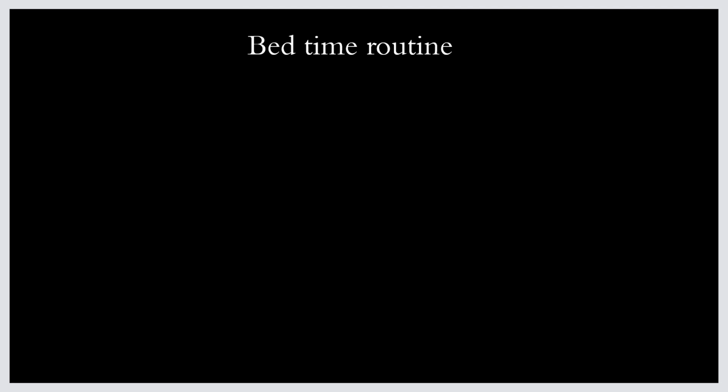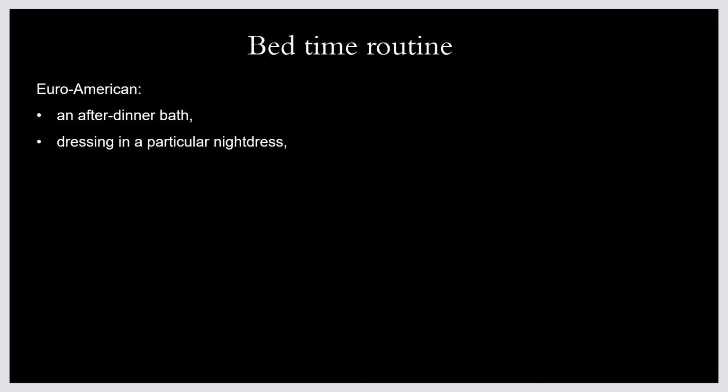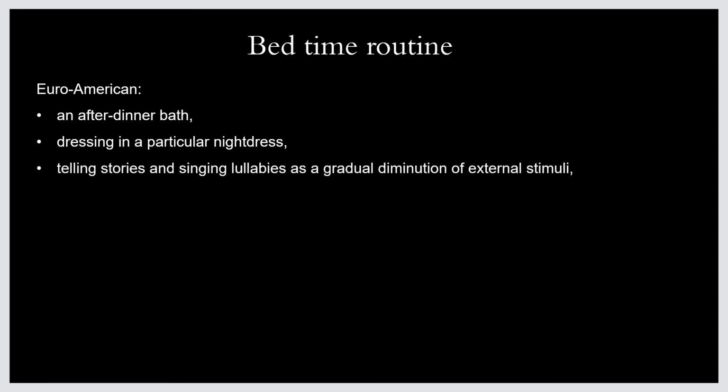When it comes to bedtime routine, we see a common practice of some steps which have been followed by European and American families. However, there seems to be a little cultural difference between the two continents, where the European style actually allows most of the family activities to involve the child. An after dinner bath is very common, and dressing, particularly getting into their pajamas as a night dress, is a very important sign for the child that the day is being completed and they are going to bedtime. Telling stories and singing lullabies as a gradual diminution of the external stimuli is also an indicator for them to go to sleep.